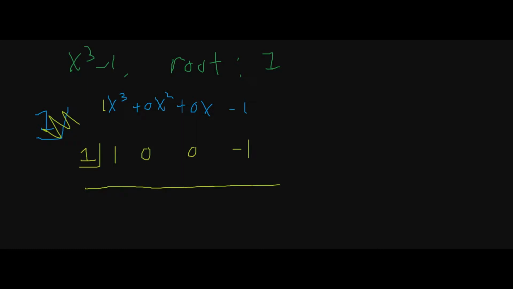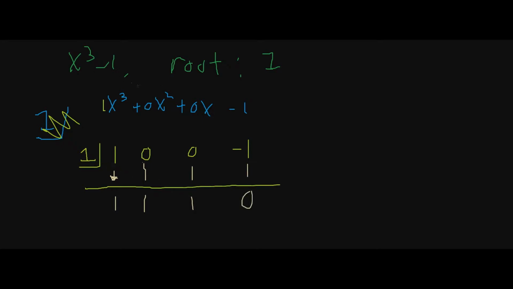So all we do is we bring the 1 down right over here. And what's 1 times 1? Well, that's just 1. And then we just add it. Well, what's 0 plus 1? 1. Well, what's 1 times 1? 1. What's 0 plus 1? 1. What's 1 times the 1 there? That's just 1 and then 0.